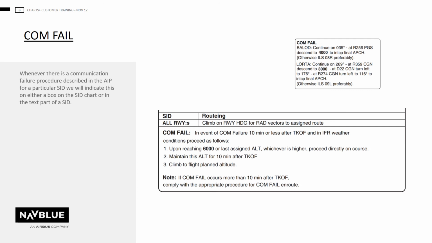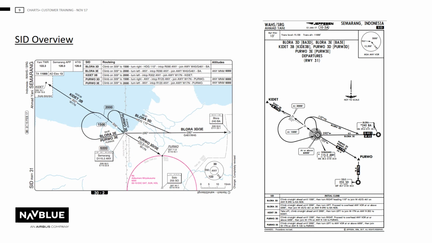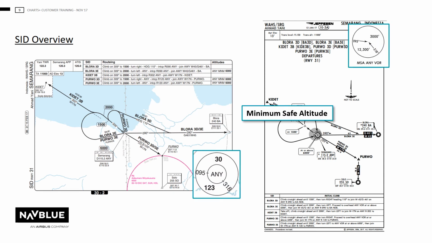As previously mentioned, in general, COMFAIL could be found in the text pages. If the COMFAIL is relevant to the particular procedure, then the COMFAIL will be found on the SID chart. In this slide, you can familiarize yourself with the difference between the Jeppesen and NavBlue SID chart. The minimum sector altitudes, MSA, will be shown in the lower right-hand corner of the chart.